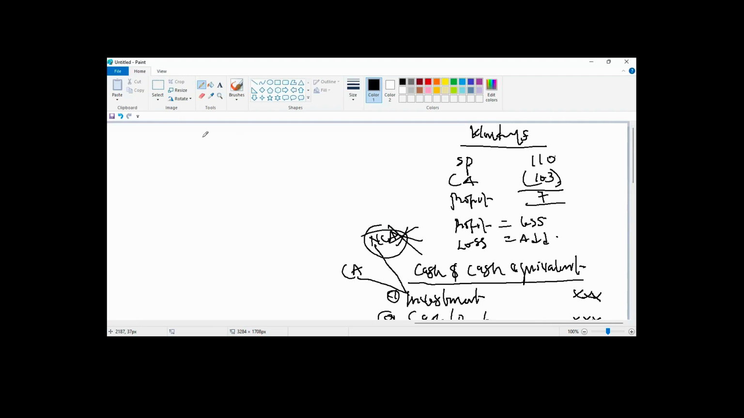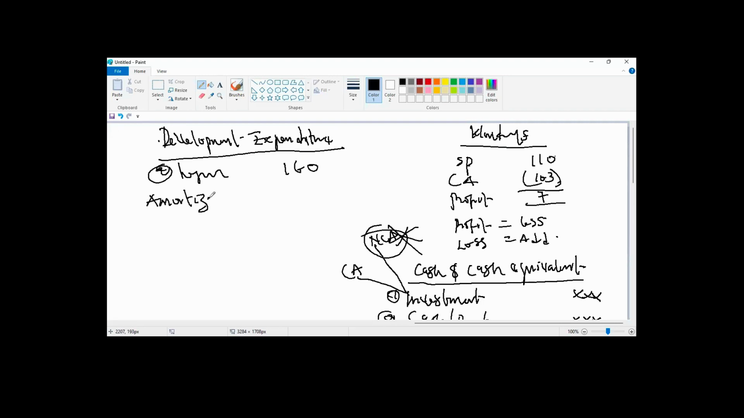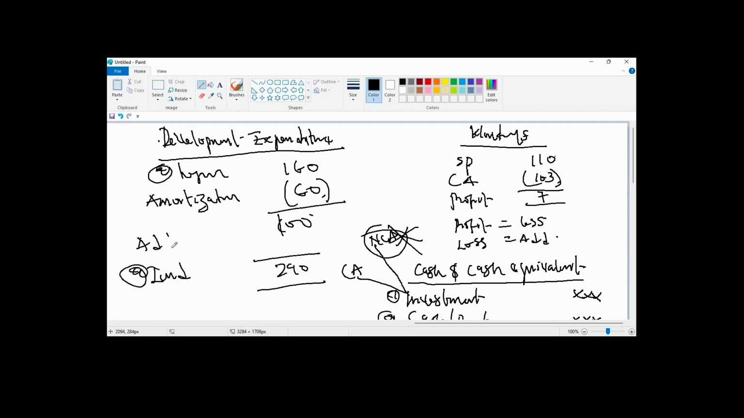We just come here and say, oh, what is development expenditure at the beginning? 160. I mean, 160. 160, yes. The amortization of 60, giving me 100. At the end, what did they report? 290. Addition, 190. That is the end.